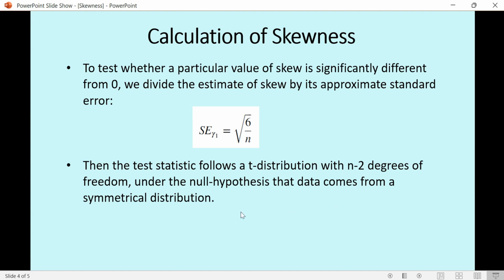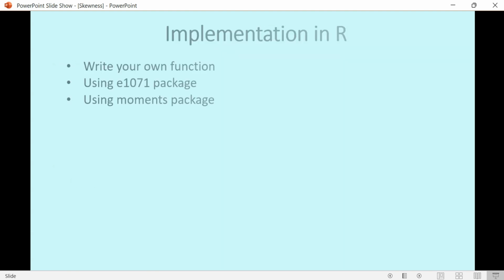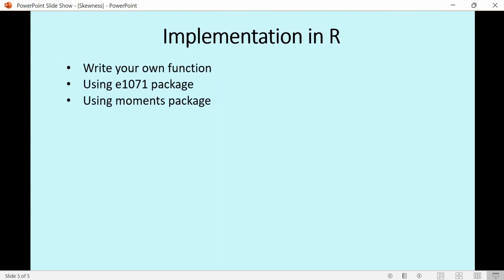The null hypothesis is that the data comes from a symmetrical distribution. So we can calculate the p-value of this statistic under the null hypothesis, and then reject it or not reject it. Then we will show how to implement the calculation of skewness using R. There are usually three ways to calculate the statistic of skewness. The first is to write your own function from the ground up.